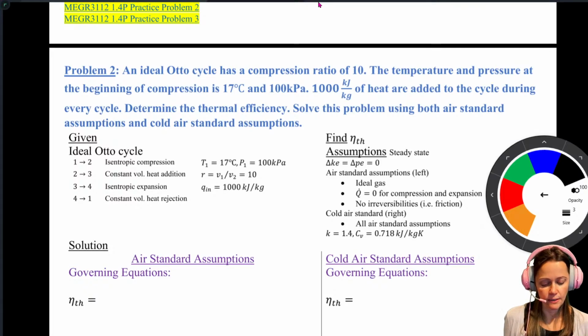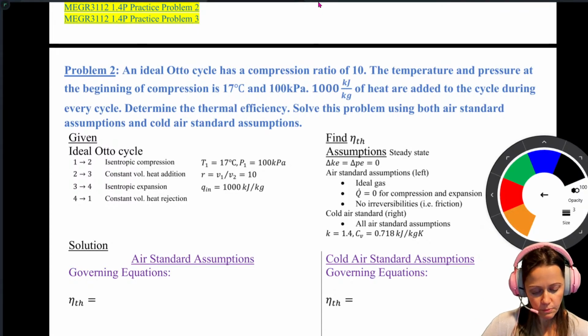I've written down that I'm going to define the 4 processes: 1 to 2, isentropic compression, 2 to 3, and so on. Do be aware that on your test, you will need to memorize those 4 processes. So you'll need to know 1 to 2 is an isentropic compression process. The only thing you're going to have is the equations on the equation sheet that's in that big PDF packet.